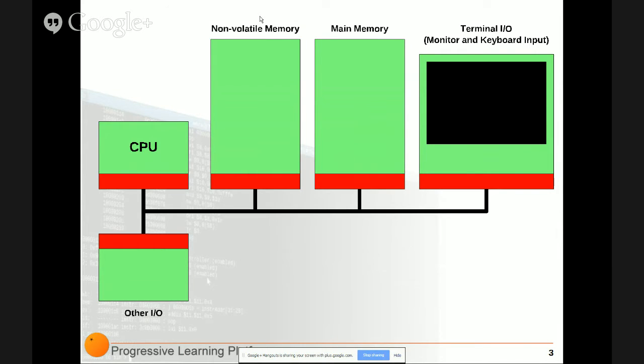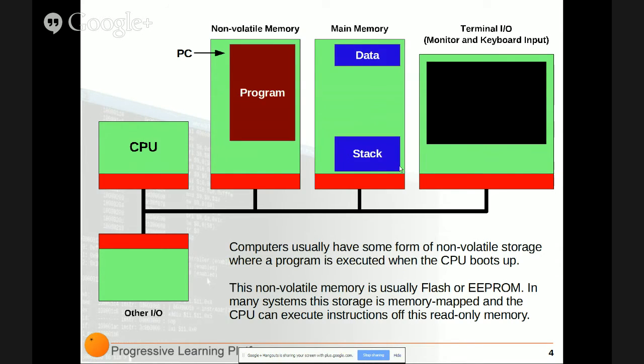The non-volatile memory is typically flash in your computer, and the main memory will be your random access memory, which is volatile. What that means is when you power cycle it, the data within the memory is gone. With non-volatile memory, your data survives between power cycles. So usually you put your program inside the non-volatile memory. This is where a program is executed when the CPU boots up. Usually this is flash or EEPROM.